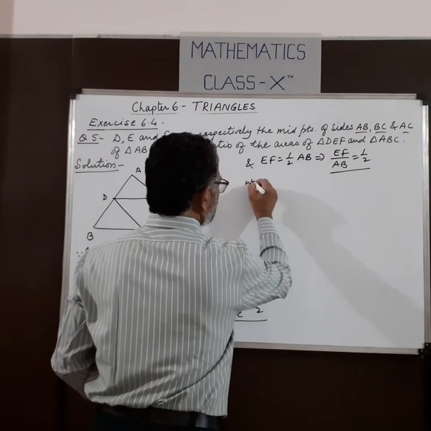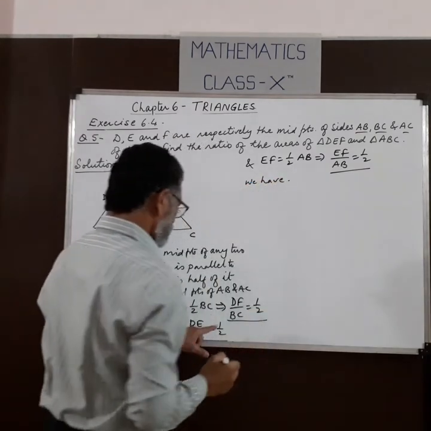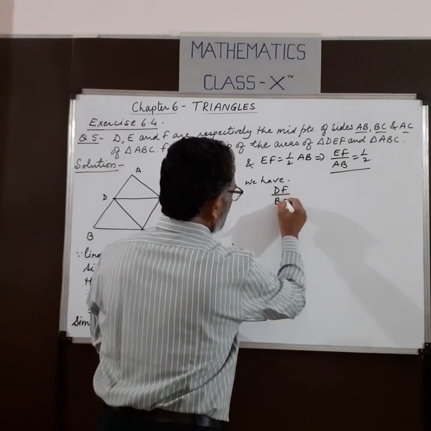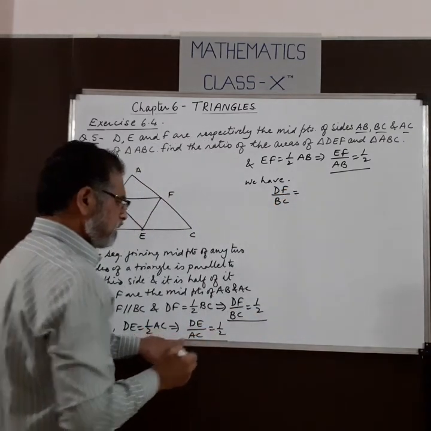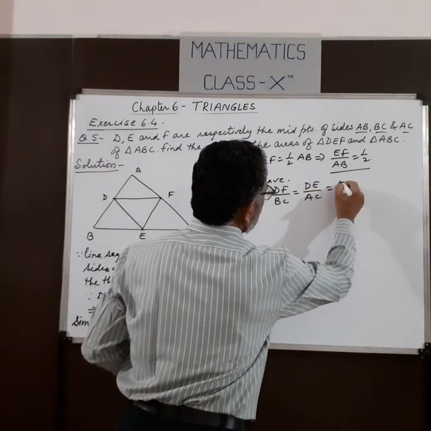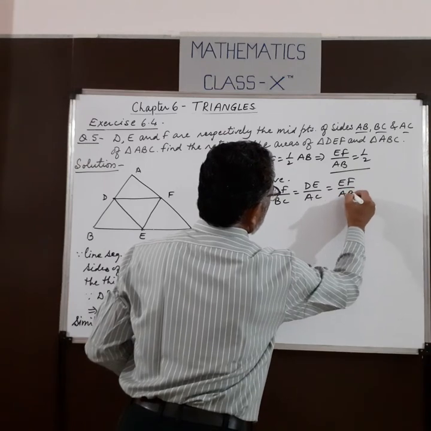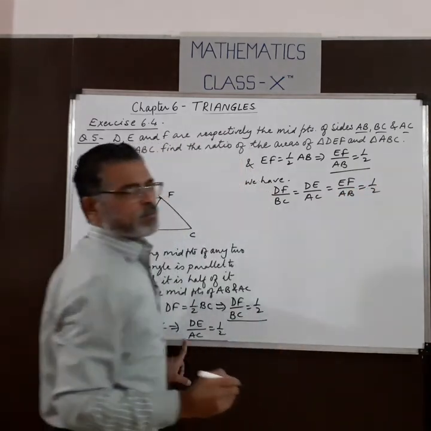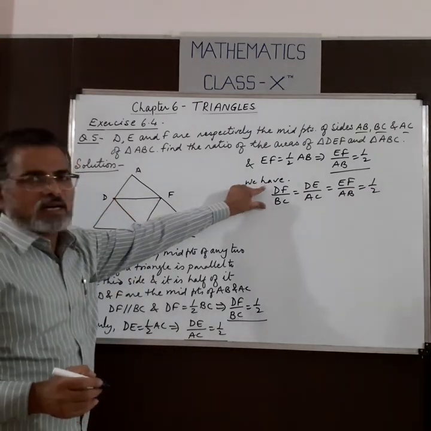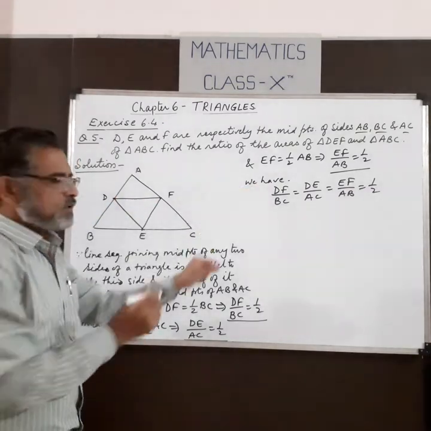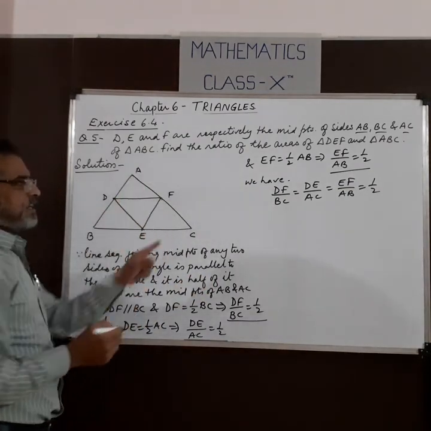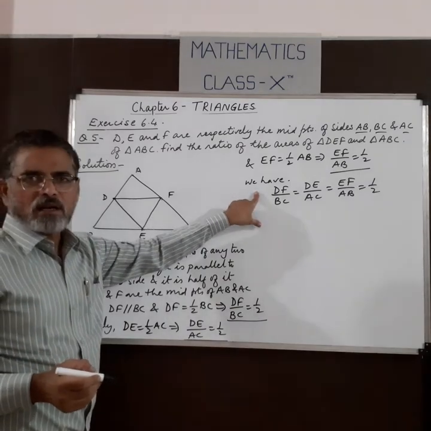Now we have, what do we have? DF upon BC is the same as DE upon AC, is the same as EF upon AB, and each is equal to 1 by 2. What we have is that the ratio of the corresponding sides are equal. In these two triangles DEF and ABC, the ratio of the corresponding sides are equal.